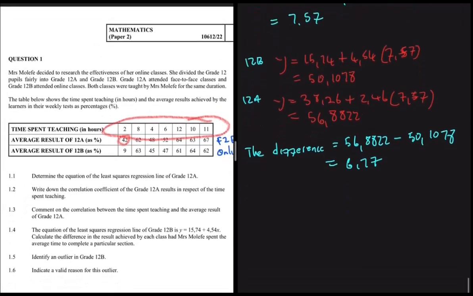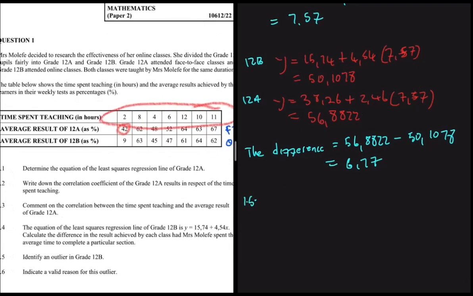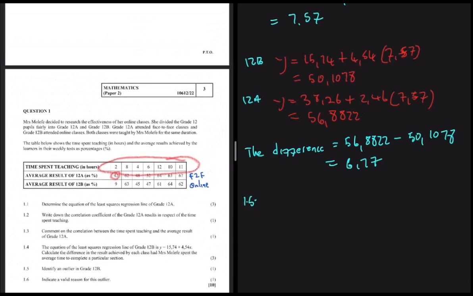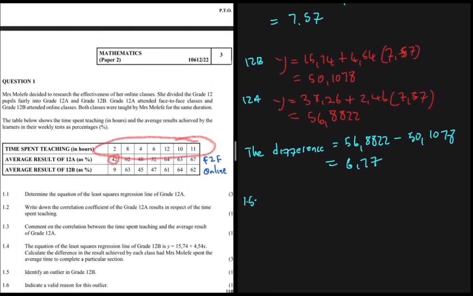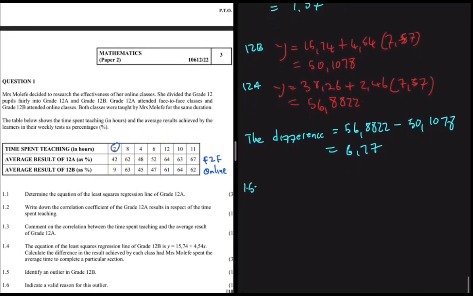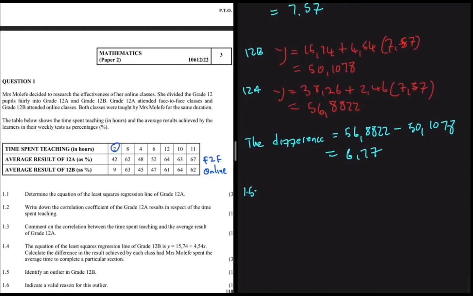Now let's do 1.5. So 1.5 here is saying let's identify an outlier in grade 12B. So let's go to grade 12B and see if we can find an outlier. So for 2 hours spent teaching, the average result is 9%. And then for 4 hours, the average is 45. For 6 hours, 47. For 8 hours, 63. And then for 12, we have 61. For 10, we have 64. And then for 11, we have 62.